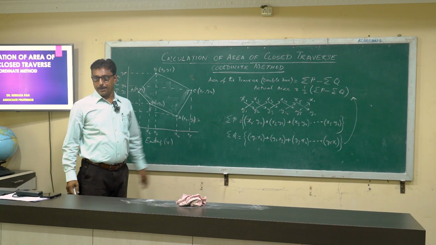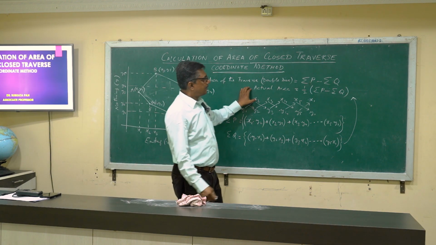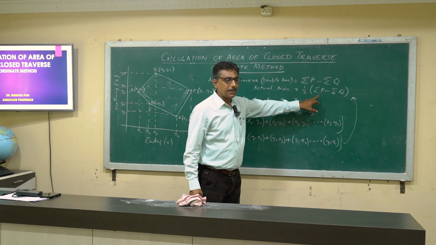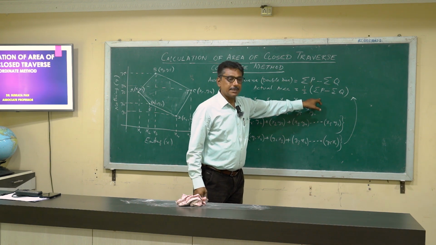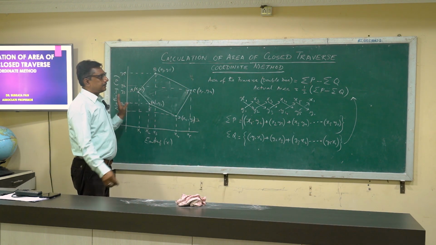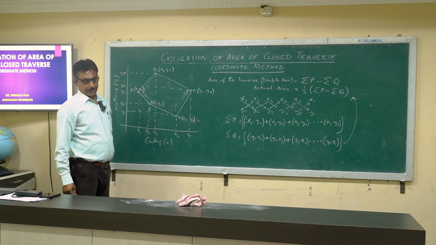Following these calculations you can finally calculate the area of the traverse. The actual area of the traverse will give you half of the difference between summation p and summation q. So this is the actual theoretical issue.